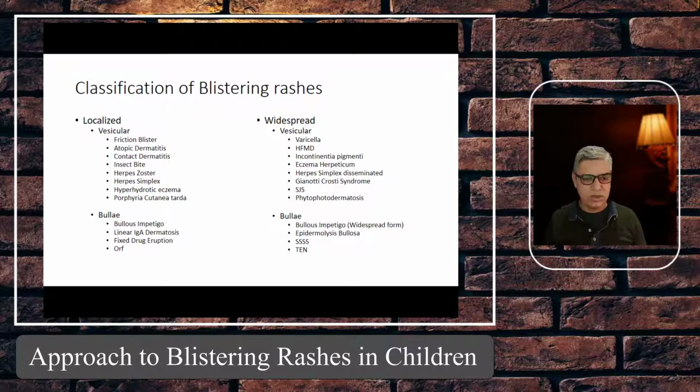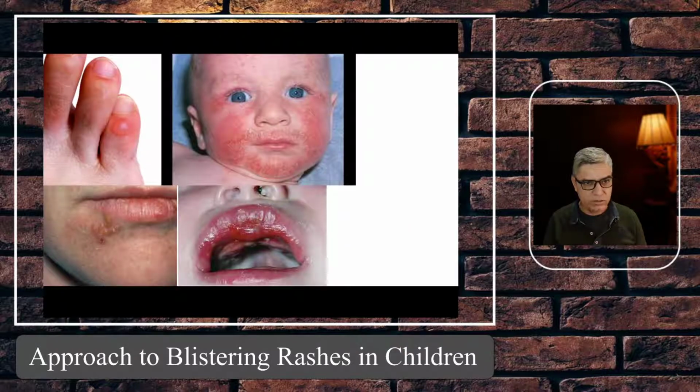So having talked about these different classifications of these blistering rashes, whether they are localized or widespread, whether they are vesicular or bullous, let's go through a pictorial tour of the different types of rashes, where I will be talking about some of the differentiating points which make it easy for you to pinpoint the diagnosis if you are confronted with such a condition in your clinical practice, or even if you are given pictorial questions in your MRCPCH part 2 examination. So let's start.